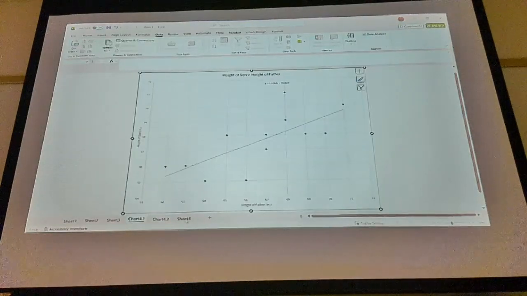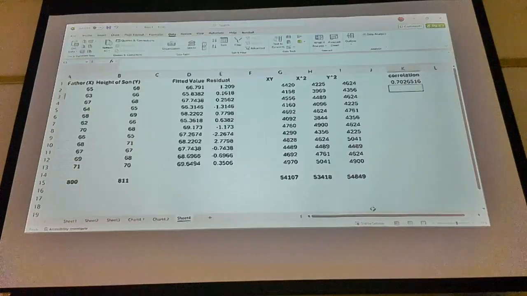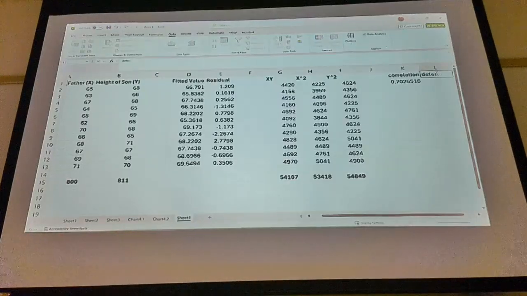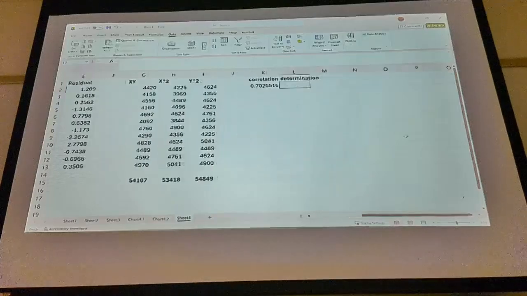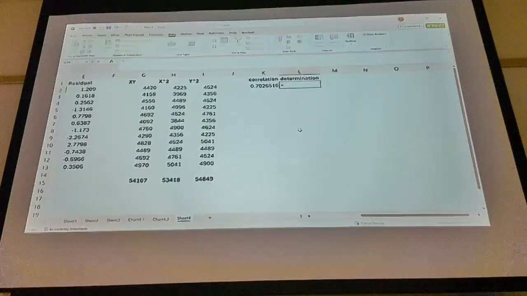Now we need the coefficient of determination. Which is what? R squared.